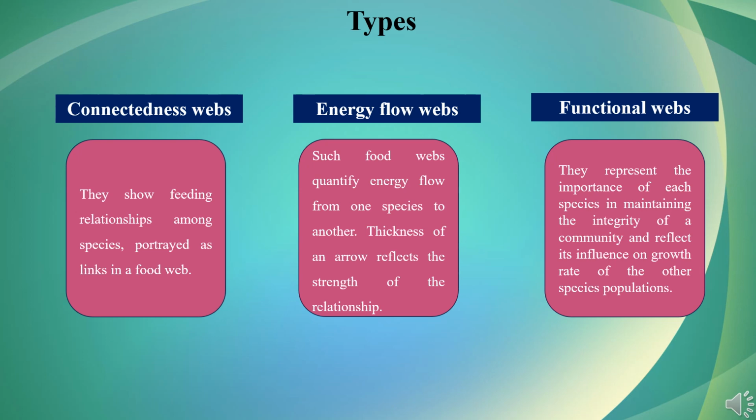The first one is connectedness webs or topological food webs, which show feeding relationships among species portrayed as links in a food web. The second one is energy flow webs. Such food webs quantify energy flow from one species to another. Thickness of an arrow reflects the strength of the relationship. And the third one is functional webs or interaction food webs. They represent the importance of each species in maintaining the integrity of a community and reflect its influence on the growth rate of other species populations.